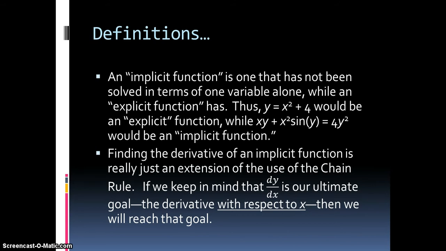We want to have implicit functions because they're just different ways that we could combine variables. We don't always have to solve for one variable, and we need some sort of a way to find the derivative of those implicit functions. So this concept is really just an extension of the use of the chain rule.